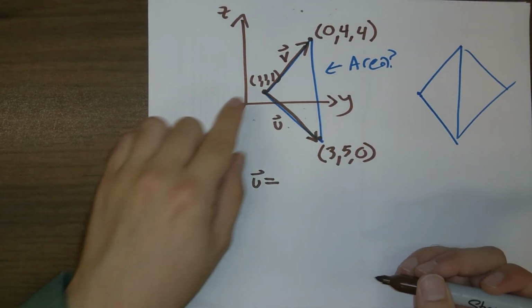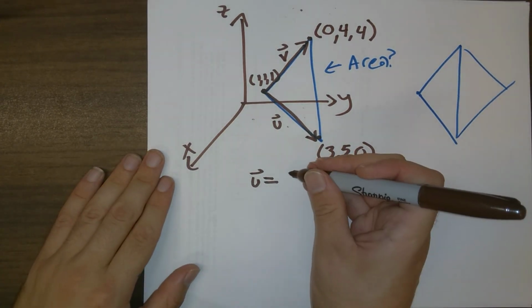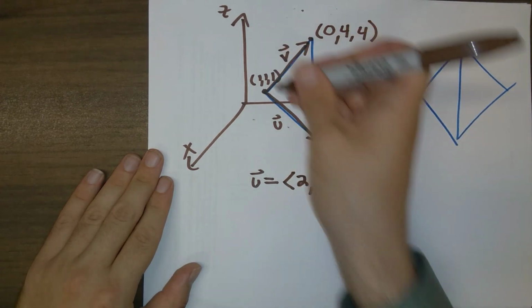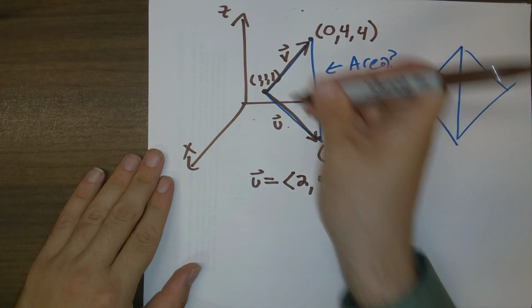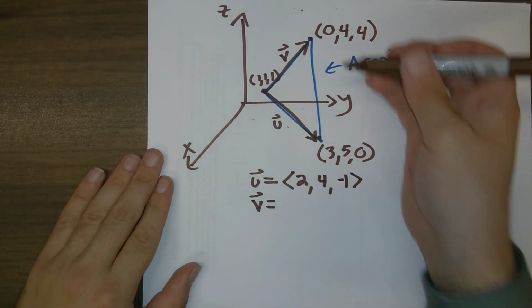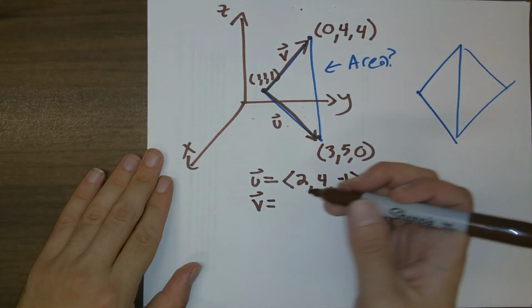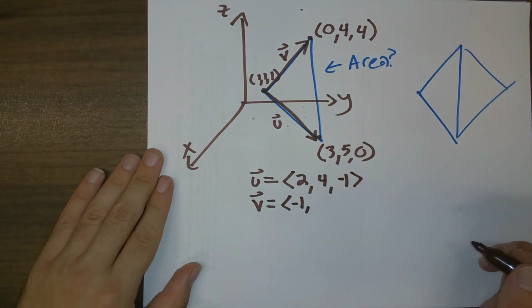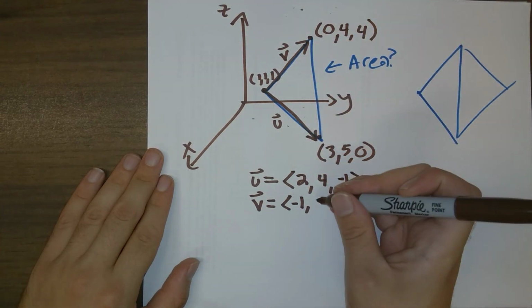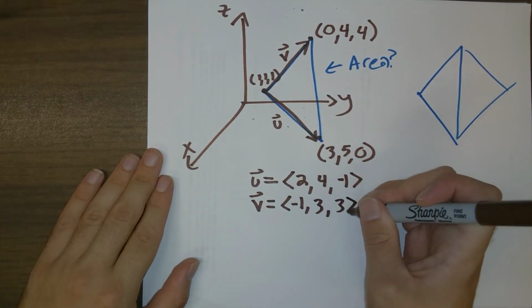So we're going from (1, 1, 1) to (3, 5, 0). That would be 3 minus 1 is 2, 5 minus 1 is 4, 0 minus 1 is minus 1. For v, going from (1, 1, 1) to (0, 4, 4) would be minus 1, and 4 minus 1 is 3, and 4 minus 1 is 3.